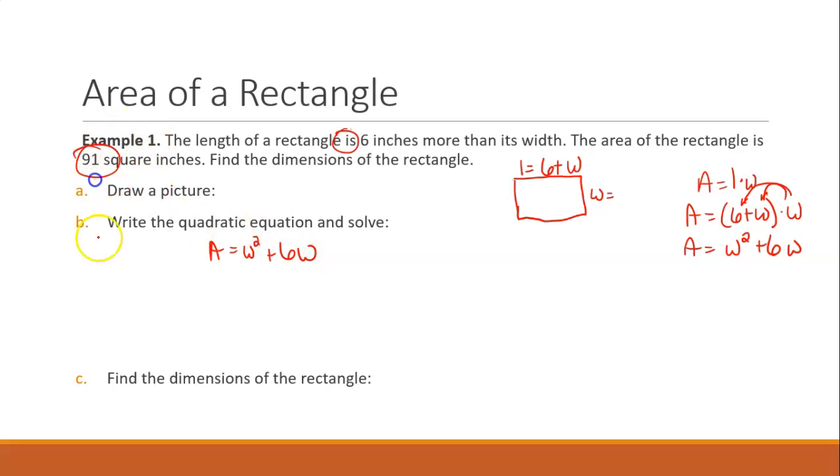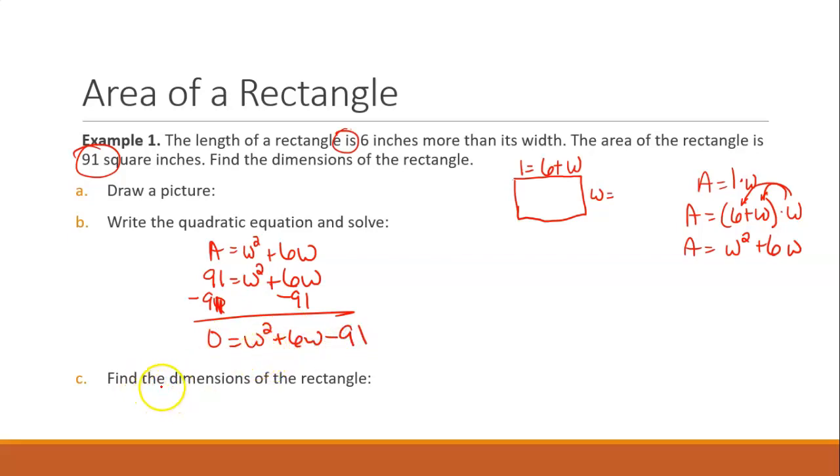Now it tells me what the area is. The area is 91. So I have w squared plus 6w. Now let's go back to what we know about solving quadratic equations. This has to be equal to 0. So we're going to subtract 91 from each side. So this becomes 0 equals w squared plus 6w minus 91.